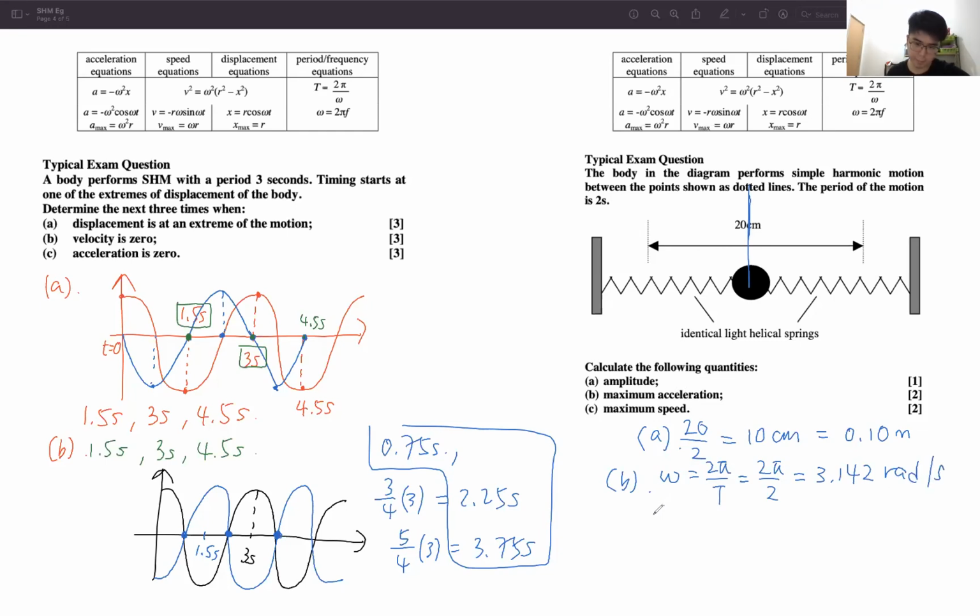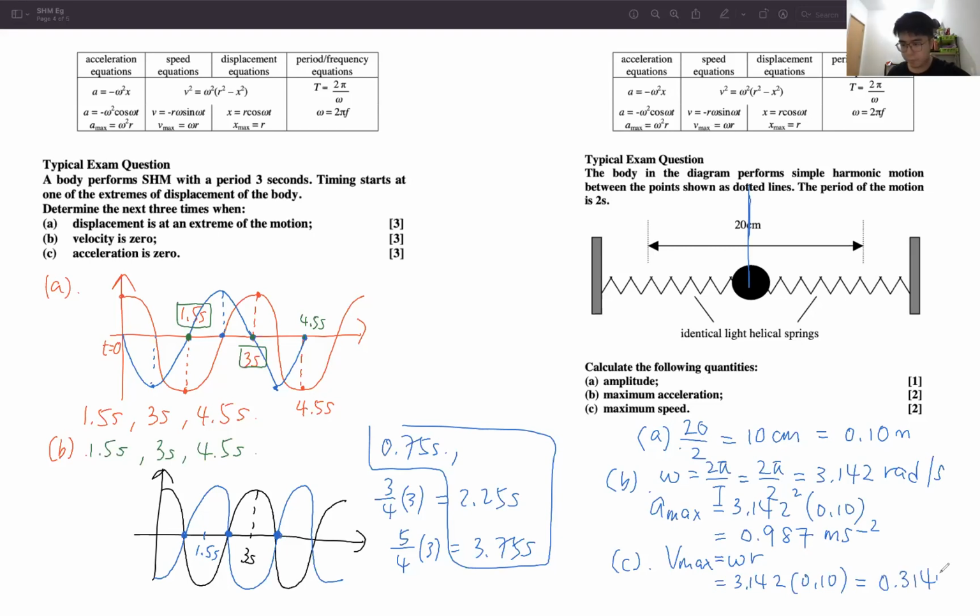Okay, then Amax equals omega squared times 0.10. That's for B. And the last one, maximum speed, Vmax equals 3.142 times 0.10. Okay, we finished. Oops.